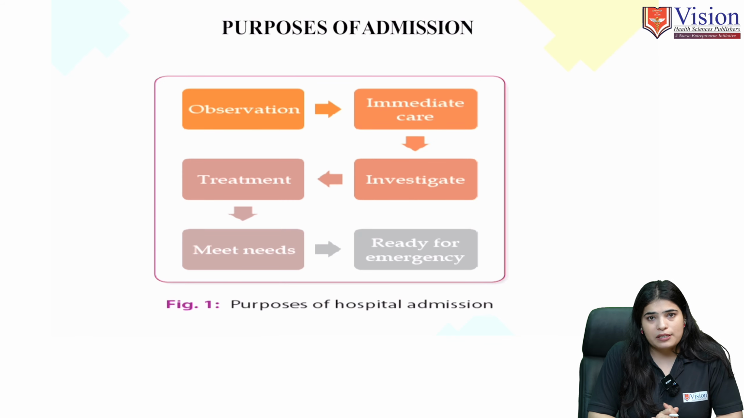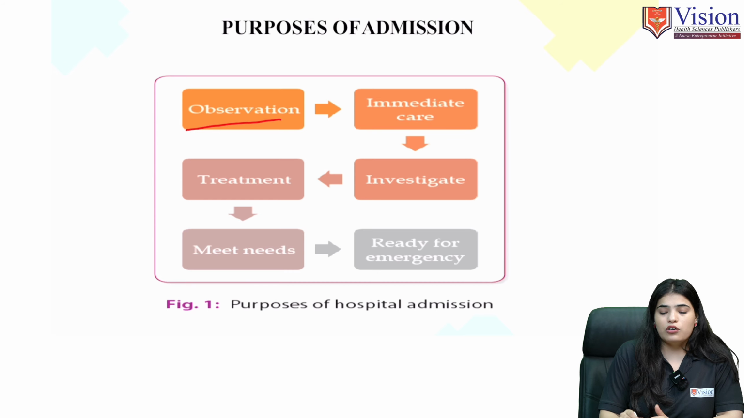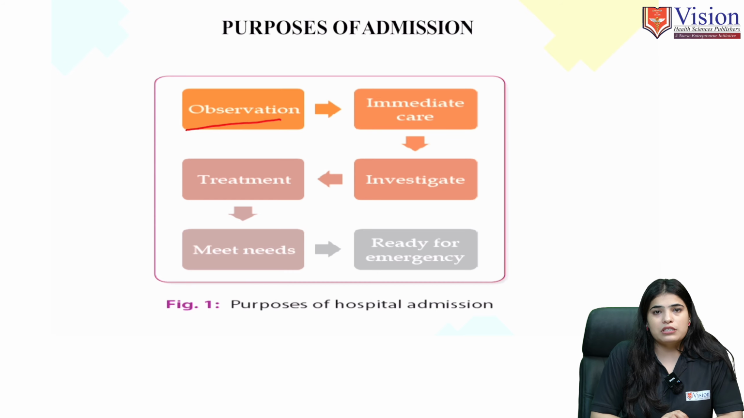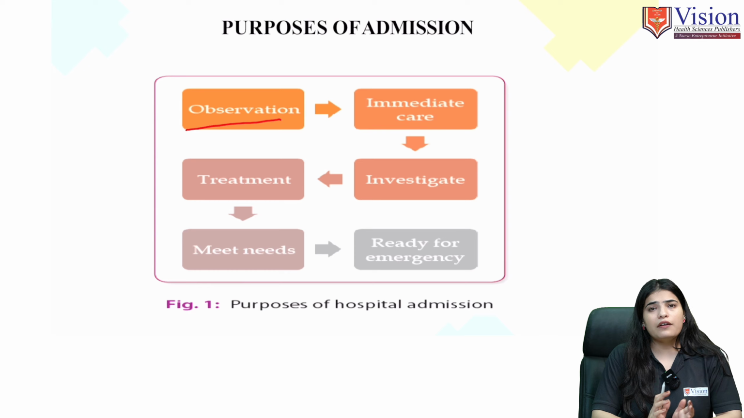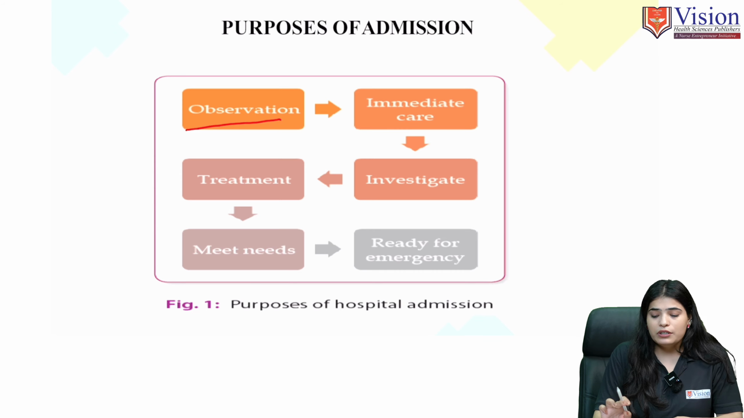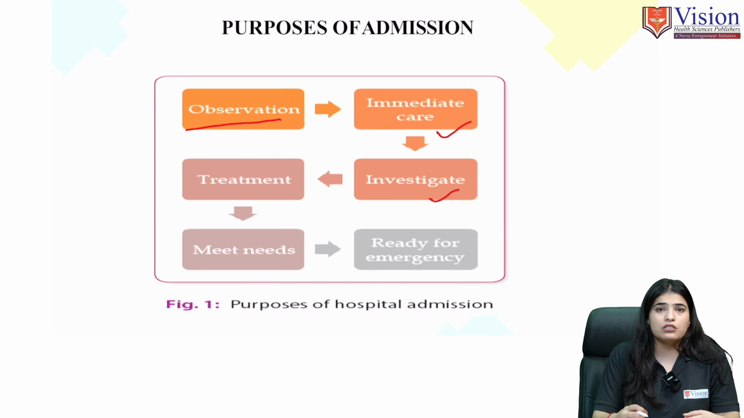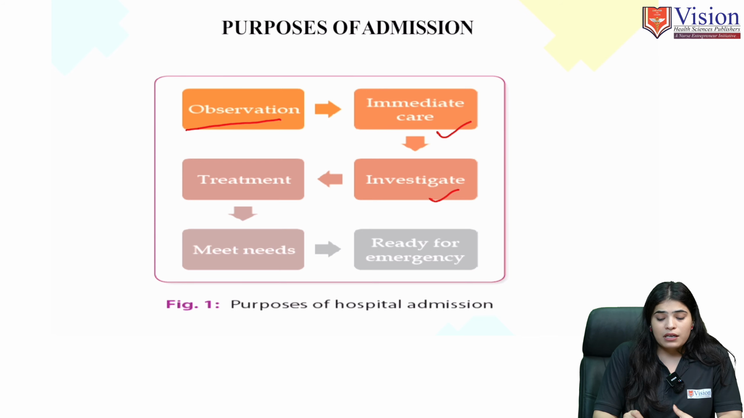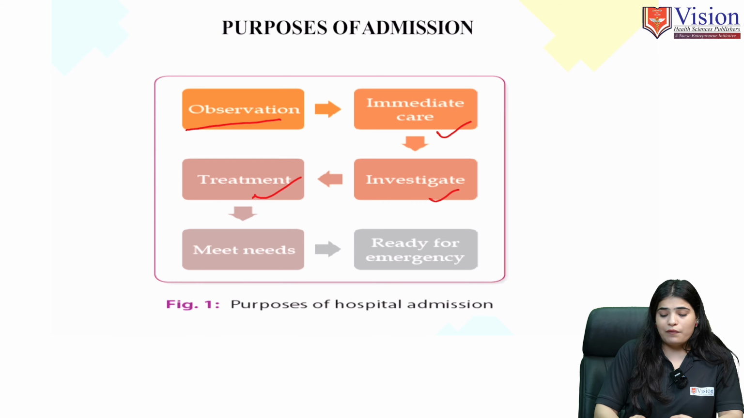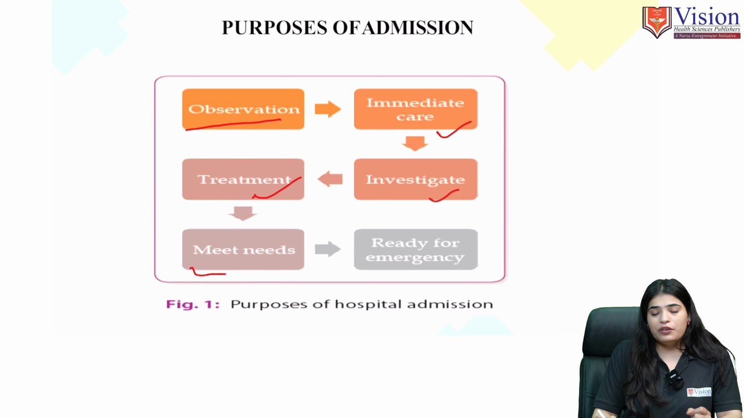What is the purpose of hospital admission? The first one is observation. We have to observe the patients and how their condition is changing while they are staying in the hospital and we are providing care. Another one is immediate care. We have to provide immediate or emergency care to the patients. We have to investigate; investigation might be lab tests or biopsies. After the investigation, we have to provide treatment, meet the needs of the patient, and be ready for emergency conditions.